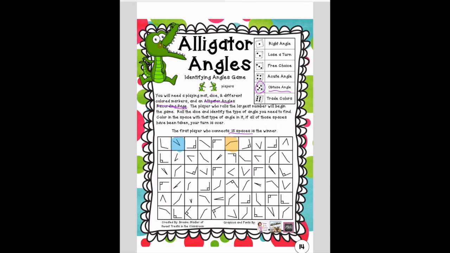Okay, and then next, my partner is going to roll the dice, and they get a 1. So they're looking for a right angle. So they're going to try to connect as many angles as they can. So here's a right angle right beside their acute angle. So they're going to color that in, okay? So they're going to try to find angles that can connect and make a line of 15 of them. All right? Okay, that's all.